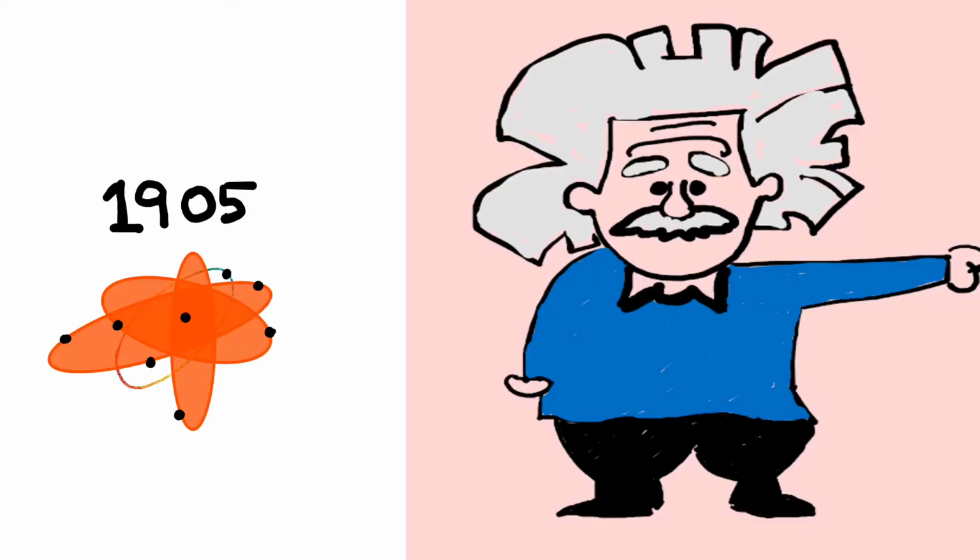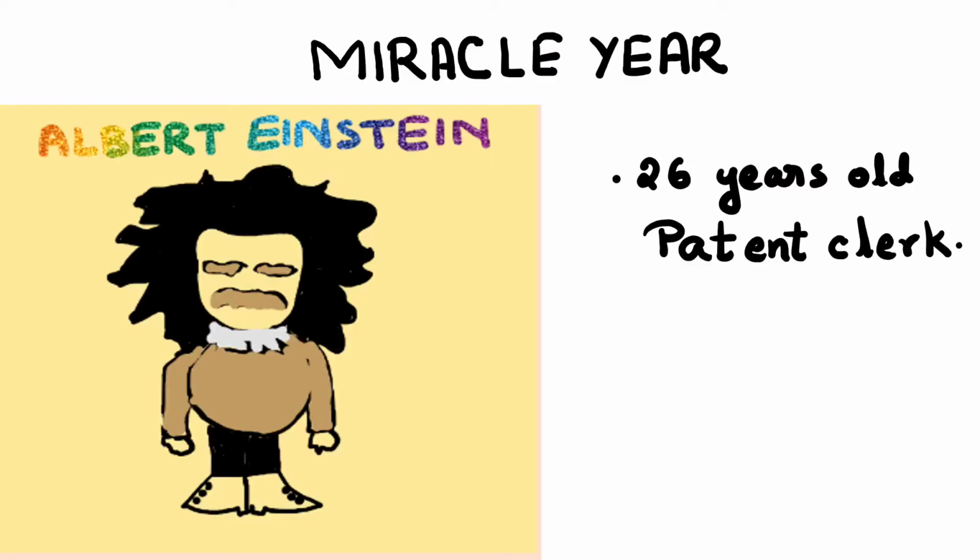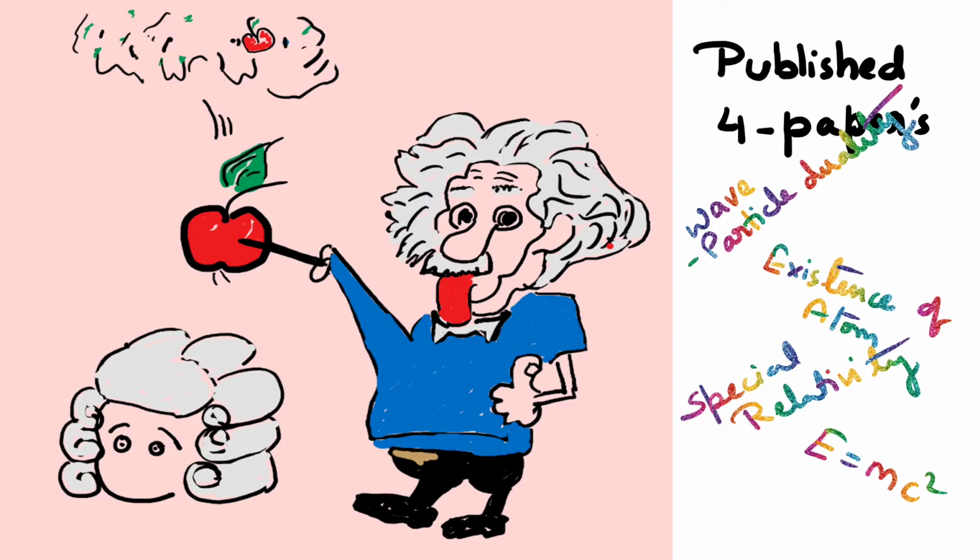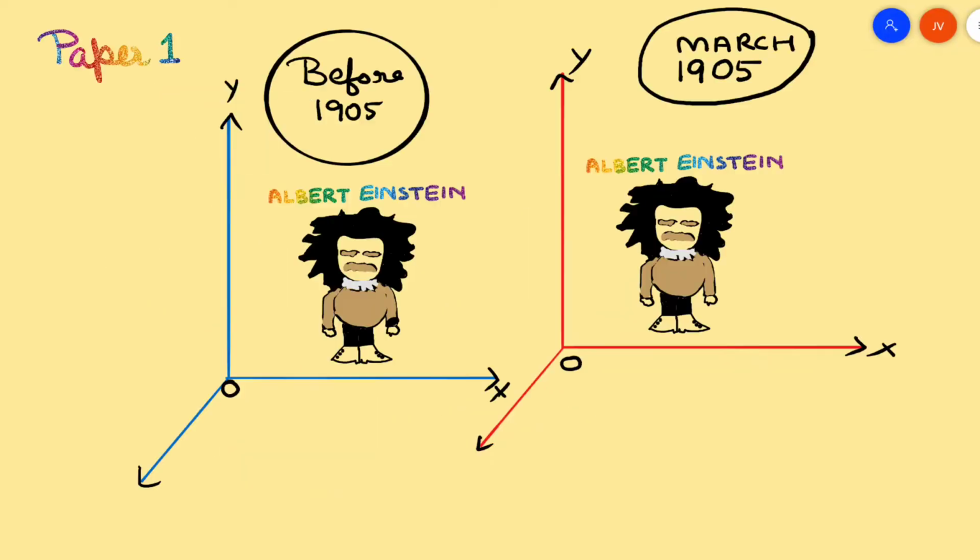Albert Einstein. The year 1905 was a miracle year for the 26-year-old patent clerk Albert Einstein. Within a few months, Einstein wrote a series of papers that would transform the way we see the universe. His first paper was published in the month of March, which was on the dual nature of light.